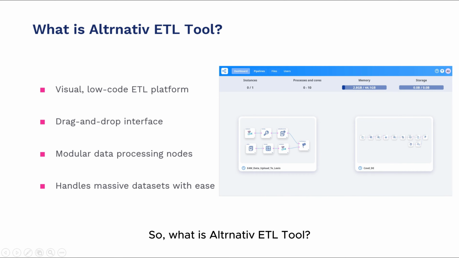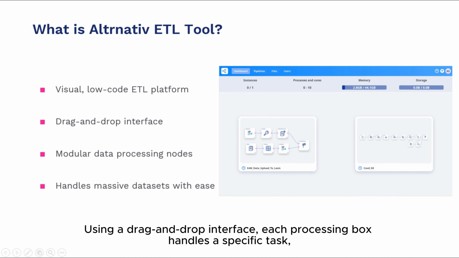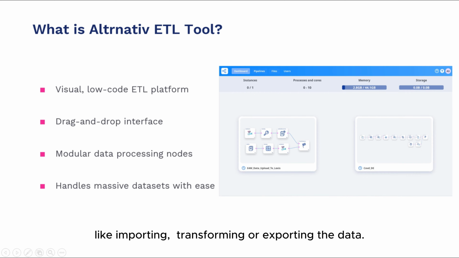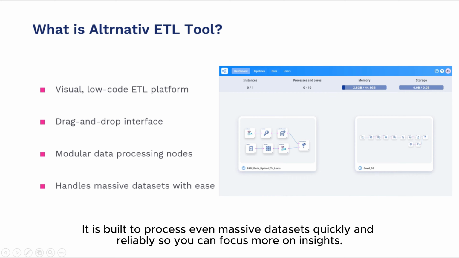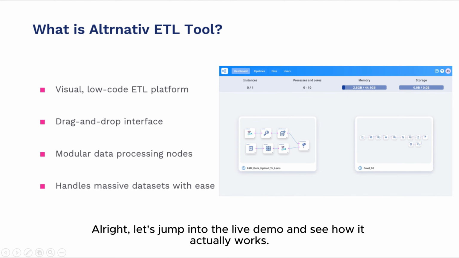So, what is the Alternative ETL Tool? Alternative ETL Tool is a visual low-code, no-code platform designed to help you build efficient data pipelines with ease. Using a drag and drop interface, each processing box handles a specific task like importing, transforming, or exporting the data. It is built to process even massive datasets quickly and reliably, so you can focus more on insights. Alright, let's jump into the live demo and see how it actually works.